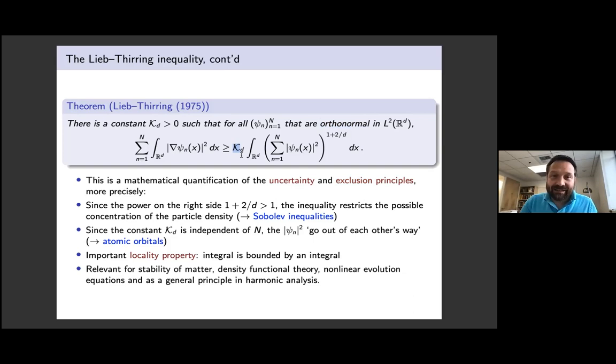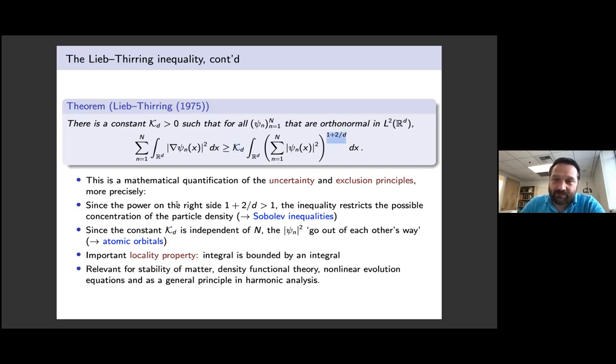Now, the fact that this constant does not depend on n means conversely that these functions have to stay away from each other. You can sum here and sum something to a power greater than 1 and bound it by a single sum.